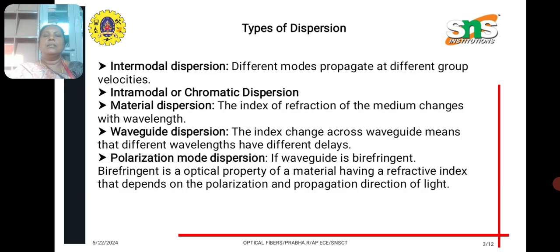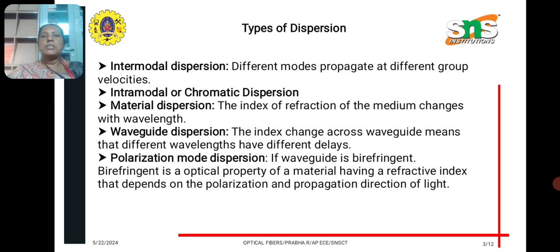And there are different types of dispersion. The first case is intermodal dispersion, and the next broad category is intramodal or chromatic dispersion. In intermodal dispersion, different modes propagate at different group velocities. But intramodal or chromatic dispersion is further classified into three types. First is material dispersion. This is due to the index of refraction of the medium changing with wavelength.